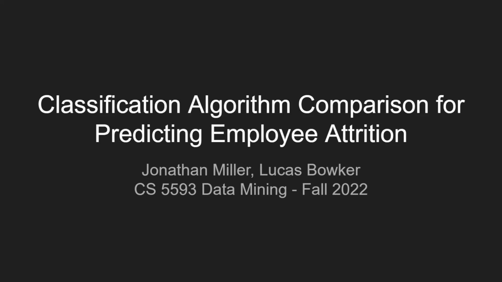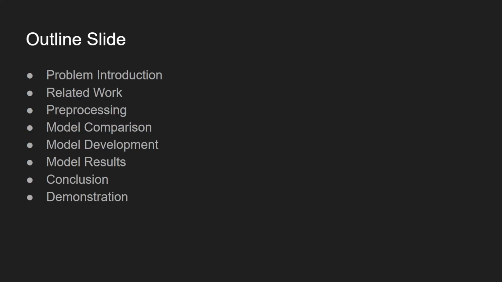All right. Today we will be presenting the classification algorithm comparison for predicting employee attrition by Jonathan Miller and me, Lucas Bowker. As far as what we're going to be discussing here, we're going to start with an introduction to the problem and go over some related work to frame our problem a bit better. Finally, for the actual work done, we'll be covering pre-processing, model comparison, development, and results. And finally, we'll resolve this with a conclusion, including some future works and our demonstration.